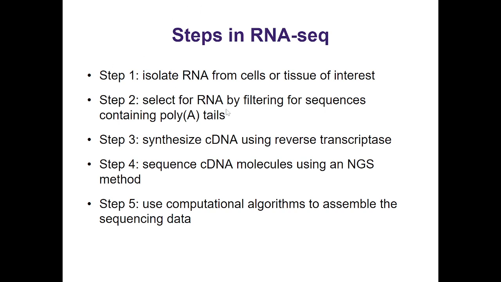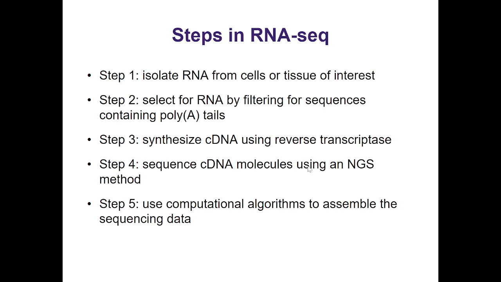Step 2 is to select for RNA by filtering for sequences containing poly-A tails. Remember that our RNA is going to have the poly-A tails, right? So if we select things with poly-A tails on them, we're going to get the RNA. Step 3 is to synthesize the cDNA using reverse transcriptase. Step 4, that's the same way as we talked about before, where we sequenced the cDNA from a poly-A tail.